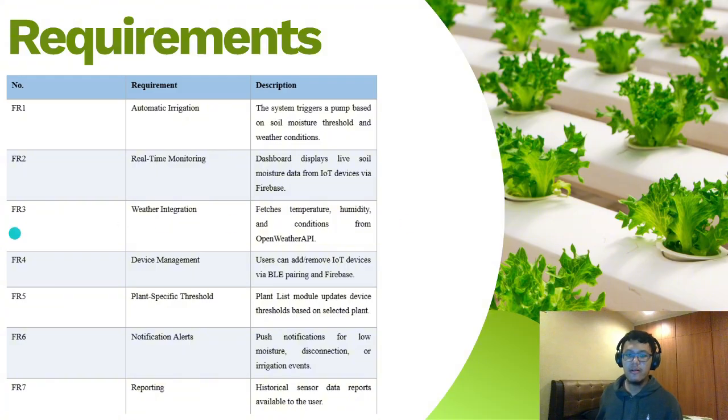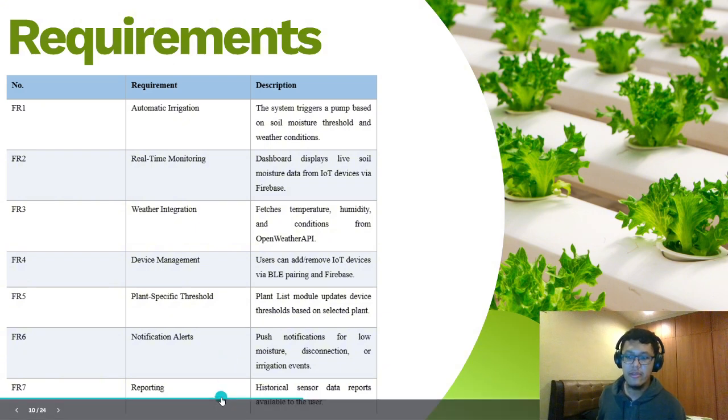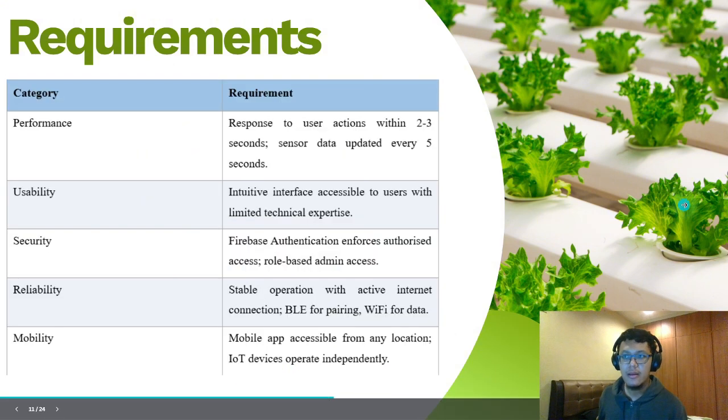Now, for the requirements, there are seven functional requirements here. First one is automatic irrigation. Second one is real-time monitoring. Third one is weather integration. Fourth one is device management. Fifth one is plant specific threshold. Sixth one is notification alert, and the seventh one is reporting.